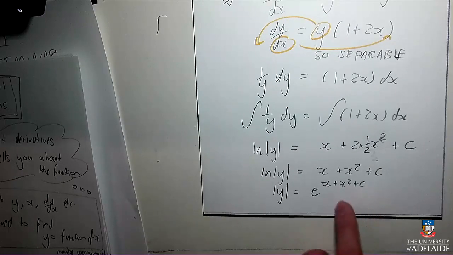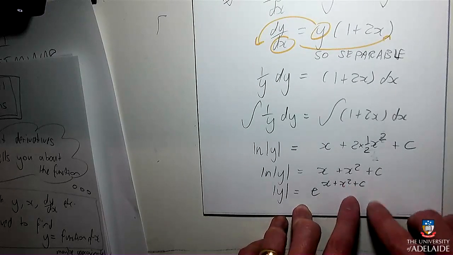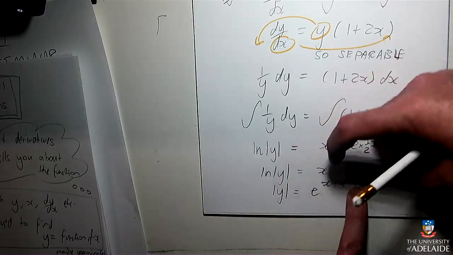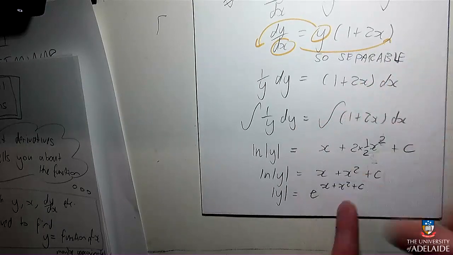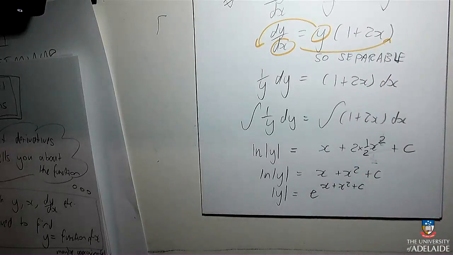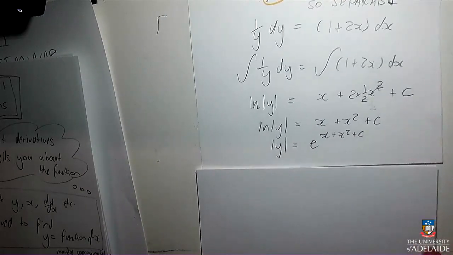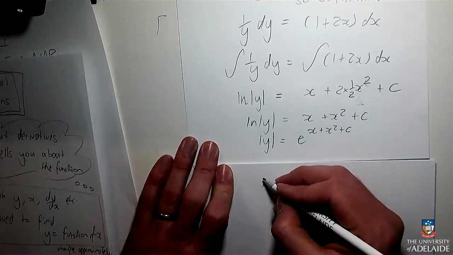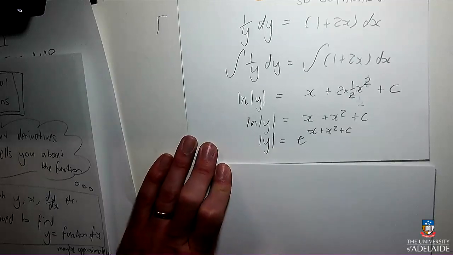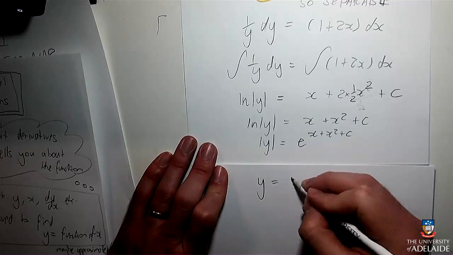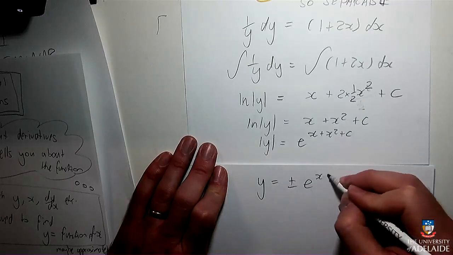So don't do e to the x plus x squared plus a big C over here. The plus c is a proper number and we're actually doing e to the power of the thing that is here. So the plus c has to be inside the e. And then y has to be plus or minus this, right? Because it's an absolute value. That's how absolute value works.